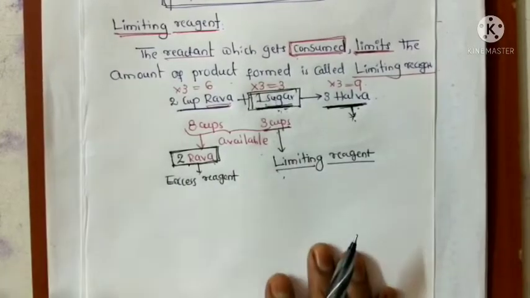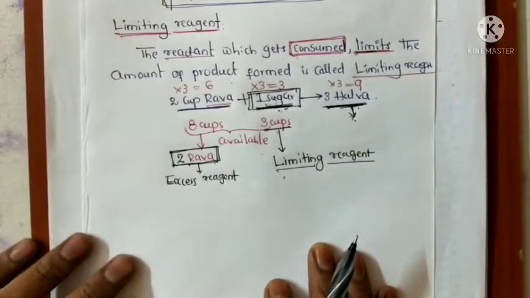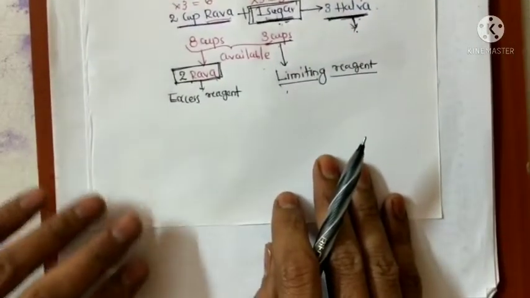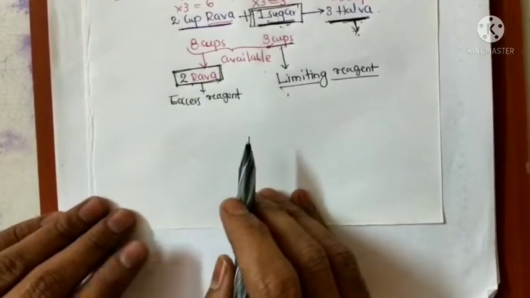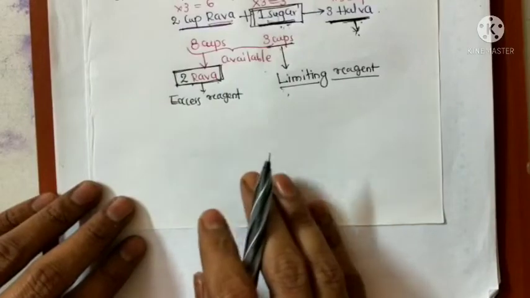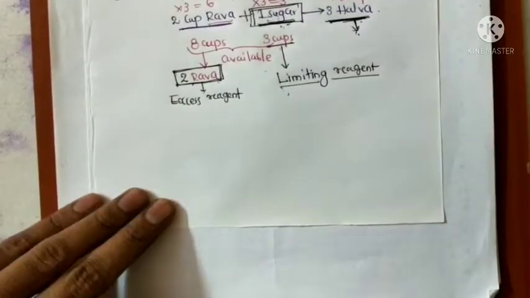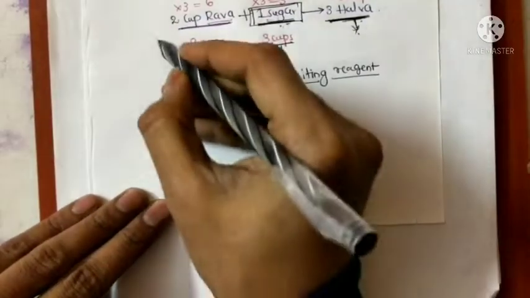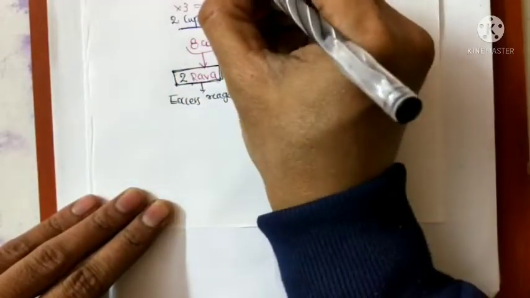I hope you understand. Okay, so now our task is, if the reaction is given, which one is the limiting reagent? So this is a limiting reagent. Finding out the limiting reagent is very, very important.